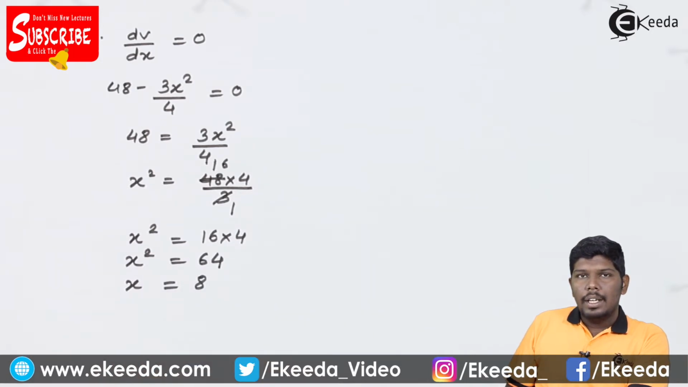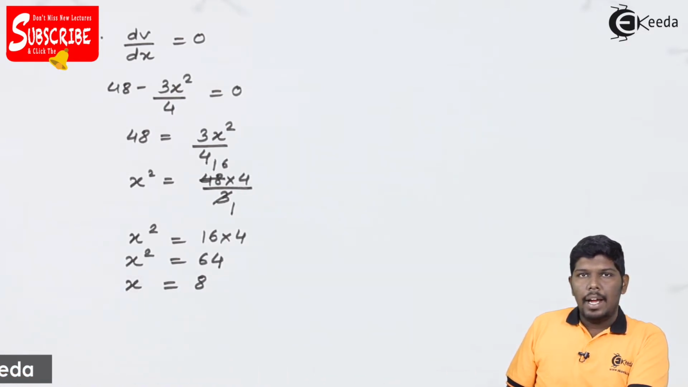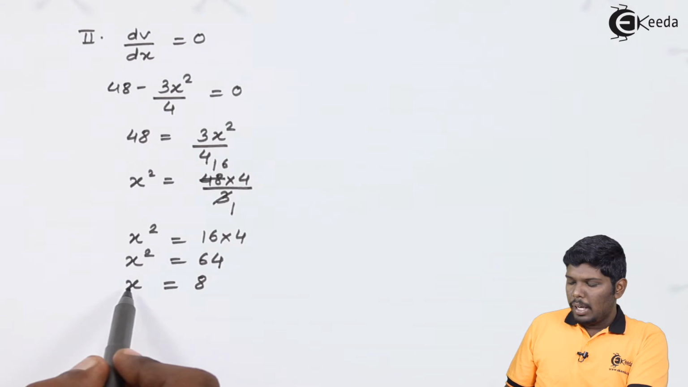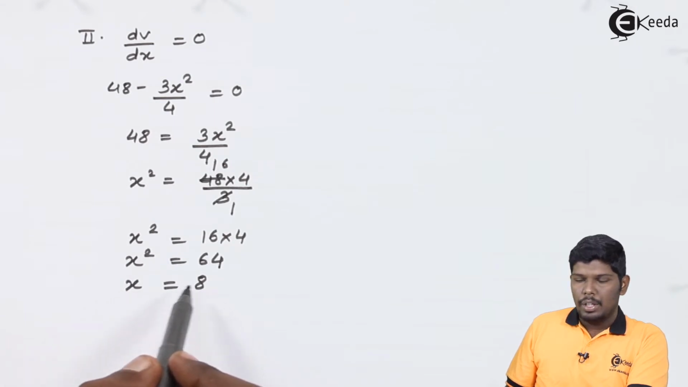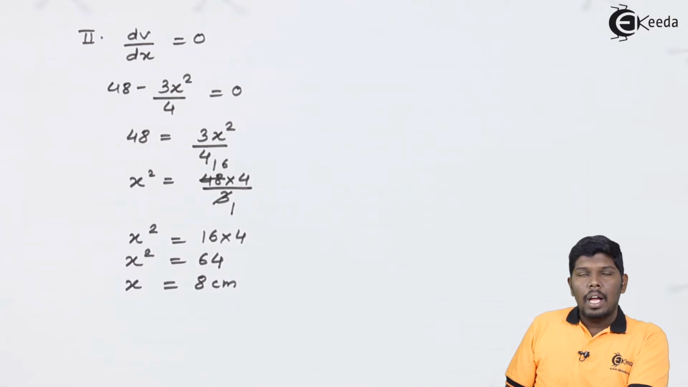Here we cannot consider the square root of 64 as minus 8 since we have already considered x as a side and side cannot be negative. Therefore, I am considering only positive square root. Therefore, the value of x is 8 cm. Now we will proceed for the next step, whether for the given value x is equal to 8 cm, volume is maximum or minimum. For that, we need to find the second order derivative.